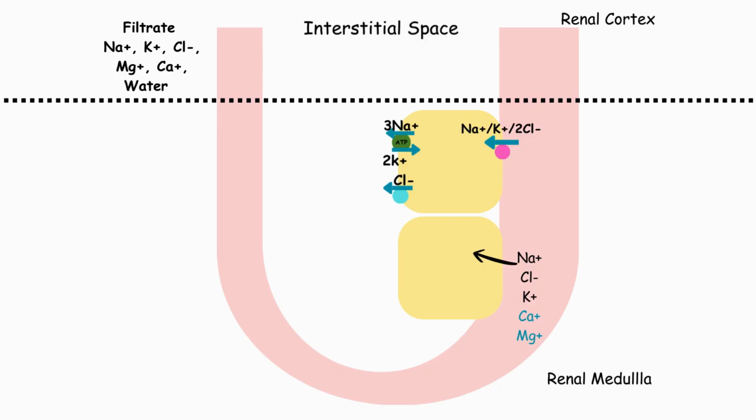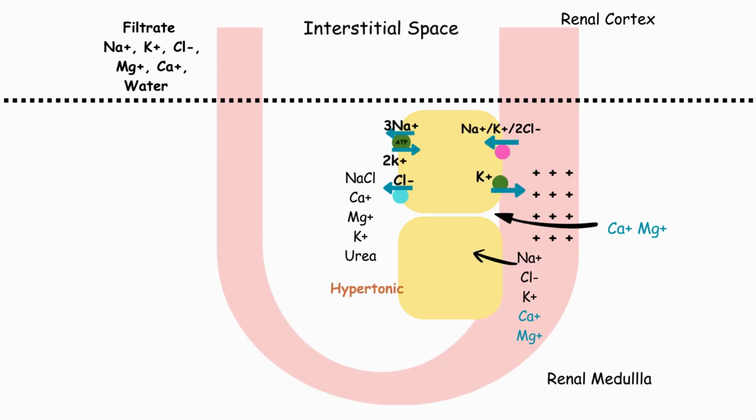Some of the potassium that enters the cell leaks into lumen, making it positive. Other positive ions like calcium and magnesium present in filtrate will repel from positive charge inside lumen and move through paracellular spaces into this interstitial space. All these ions make this space hypertonic.